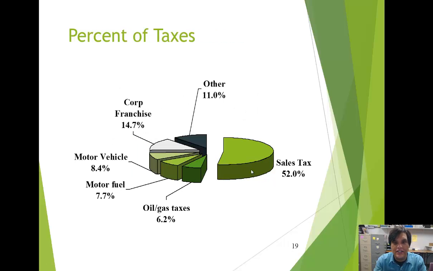Percentage of taxes. Well, Texas gets its majority of taxes from the sales tax. That's why it's around 9% here in Texas. And because so many people buy goods here in Texas, Texas does benefit from the sales tax. You have the corporate franchise tax, the motor vehicle tax, motor fuel tax, oil and gas taxes, and then the other percentage, which is probably property tax, included under that other there. So this is just where Texas gets its money from, and the clear majority of it comes from the sales tax. That's where Texas gets a lot of its money because it has a huge population, has a lot of tourists coming in and things like that. So sales tax really does benefit the state of Texas overall.